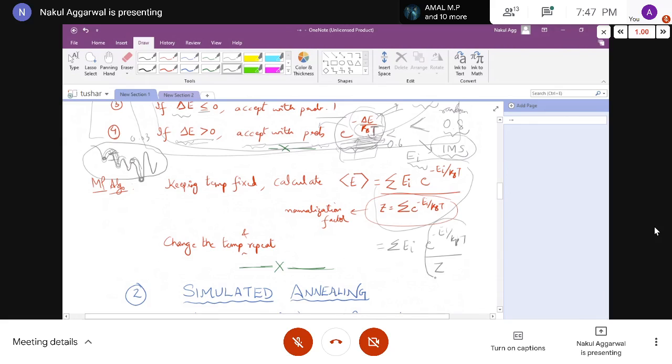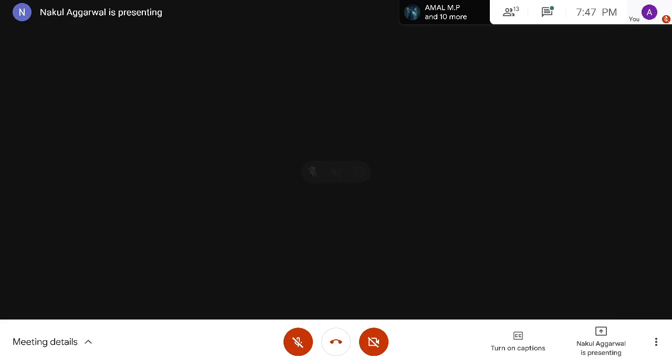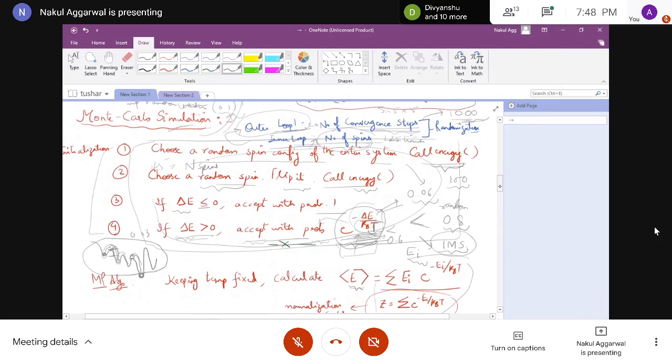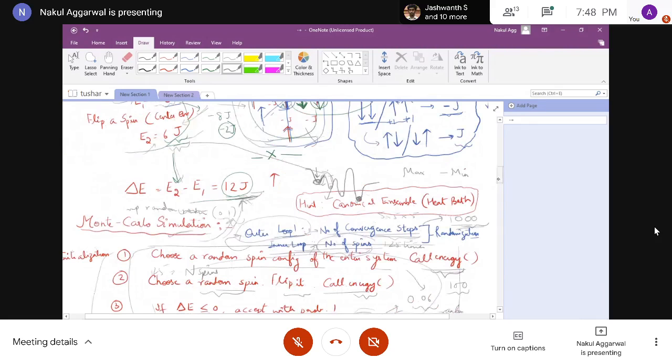Just think of this as a probability distribution, some Pi, some P of Ei. Now it makes sense. Forget about the factor, but now it makes sense. This is how we take the averages. You have a probability distribution, and you want to calculate the energy of the system.